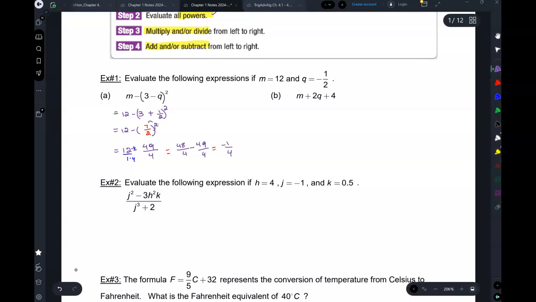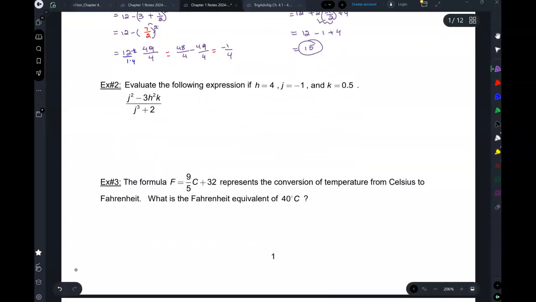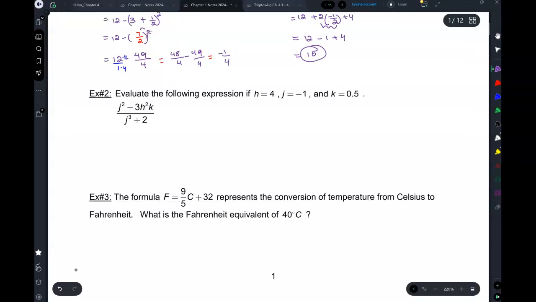Okay, so let's move on. Here I have M, which is 12, plus 2 times negative a half, plus 4. So that's 12. This will be negative 1 plus 4, and that is 15. Okay, next one here. So I have a fraction here. All right, so let's continue.